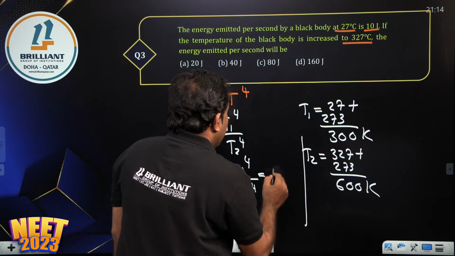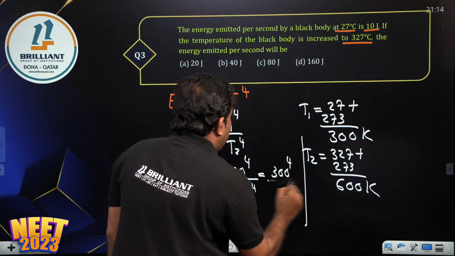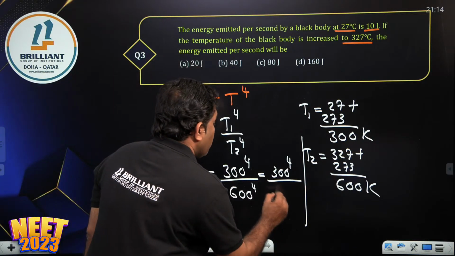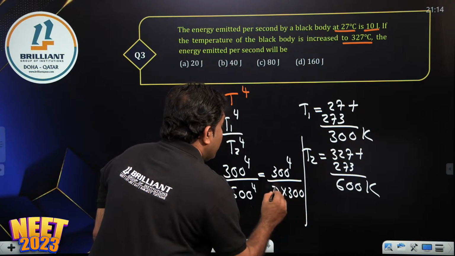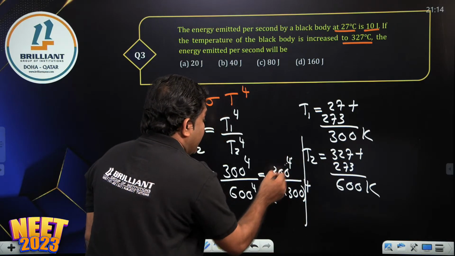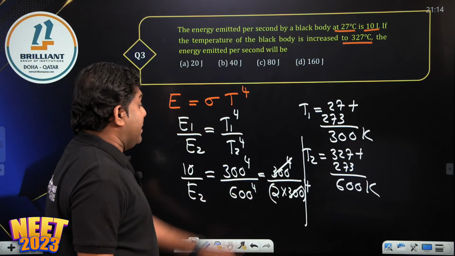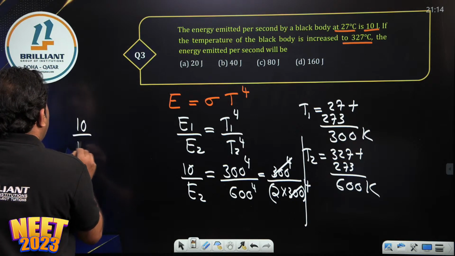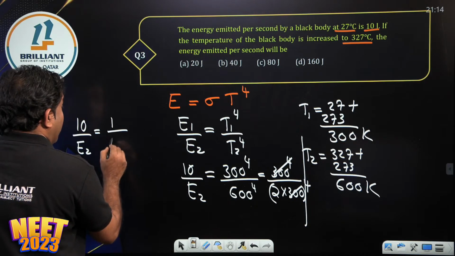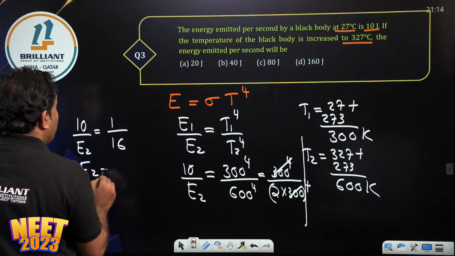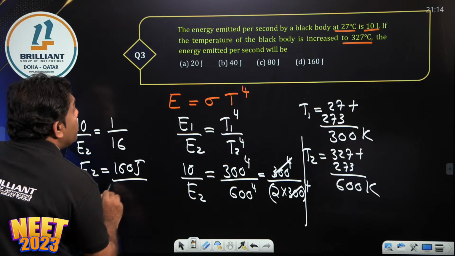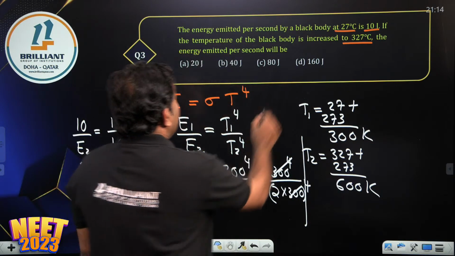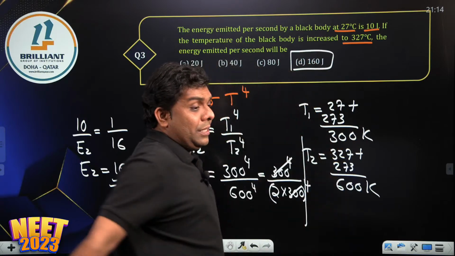So 600 I can write as 2 into 300, so 300 raised to 4 divided by 2 into 300 raised to 4. Here 300 raised to 4 cancels with 300 raised to 4. It is 2 raised to 4. So I can write 10 by E2 is equal to 2 raised to 4, which is 16. So E2 is equal to 160 joule. So the right answer is 160 joule.